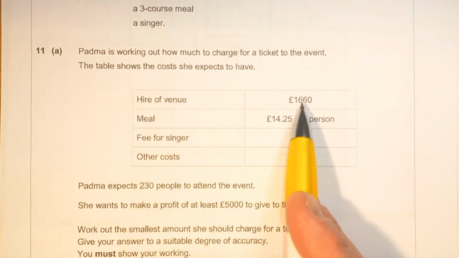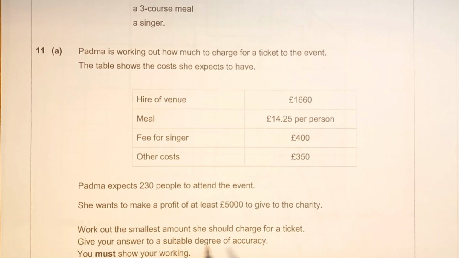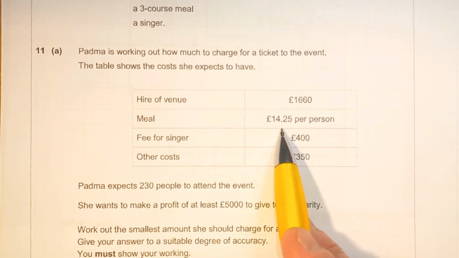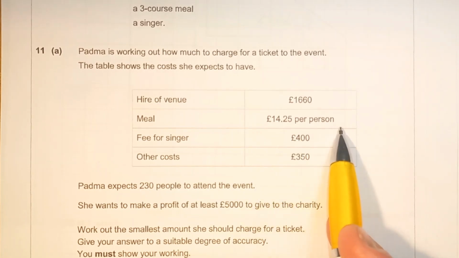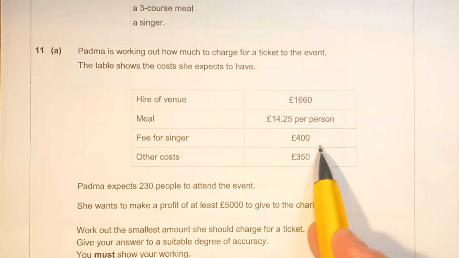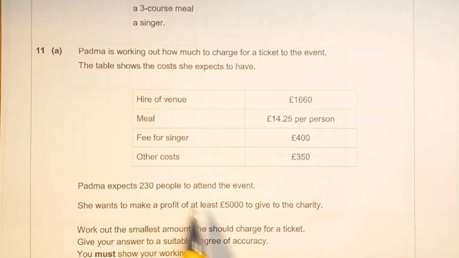So the hire of the venue costs £1,660. The meal is £14.25 per person. The fee for the singer is £400, and the other costs are £350. Padma expects 230 people to attend the event. She wants to make a profit of at least £5,000 to give to the charity. Work out the smallest amount she would charge for a ticket. Give your answer to a suitable degree of accuracy.